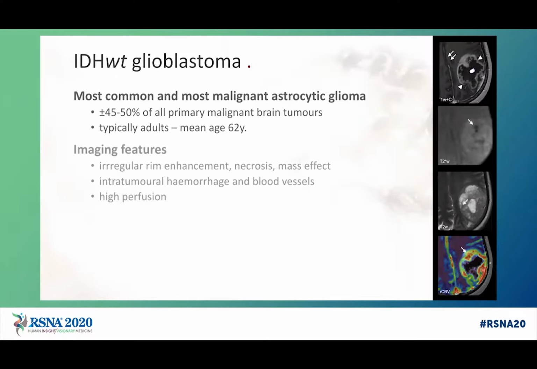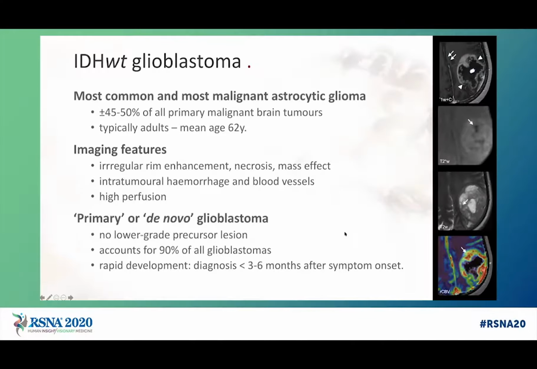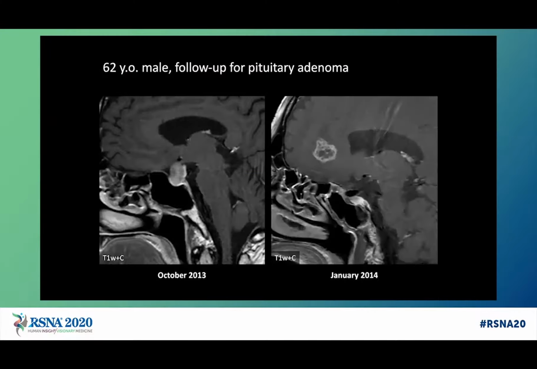The imaging features are really what we know as typical for glioblastoma: irregular ring enhancement, central necrosis, mass effect, intratumoral hemorrhage, intratumoral vessels, and hyperperfusion. This is what we used to know as primary or de novo glioblastoma, and they really just develop out of nowhere. Just as an example of how quickly these can appear is shown here.